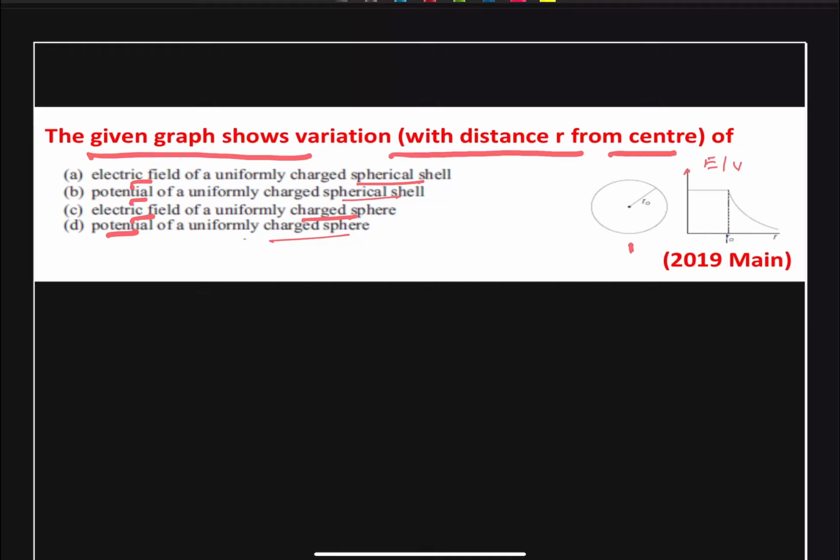So from the graph it is quite obvious that this is the representation of a uniformly charged spherical shell. Okay, potential of a uniformly charged spherical shell. I think there is no need to, because this is a standard result. You can say option B is the correct one.